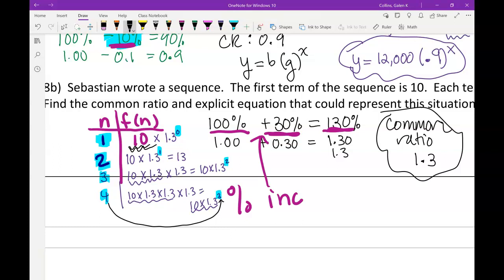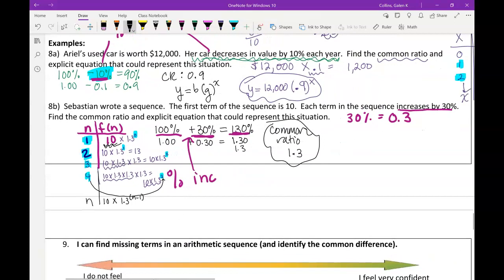So to generalize this, if I find my nth term, what I would do is take 10 and multiply by 1.3 n minus 1 times. So if n is 100, I'm going to take 10 and multiply by 1.3 99 times. Okay, so that's one way. That's how we can get to our explicit equation here. I'm going to write it over here in orange: f of n is 10 times 1.3 to the power of n minus 1. So that should generate any term in our sequence.